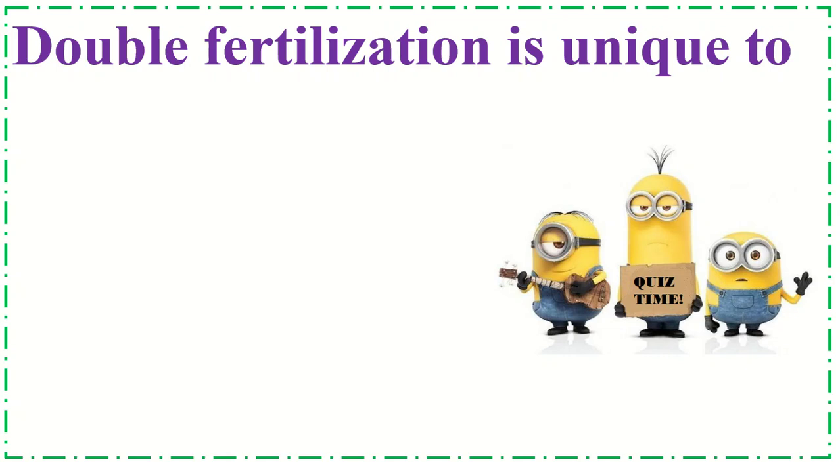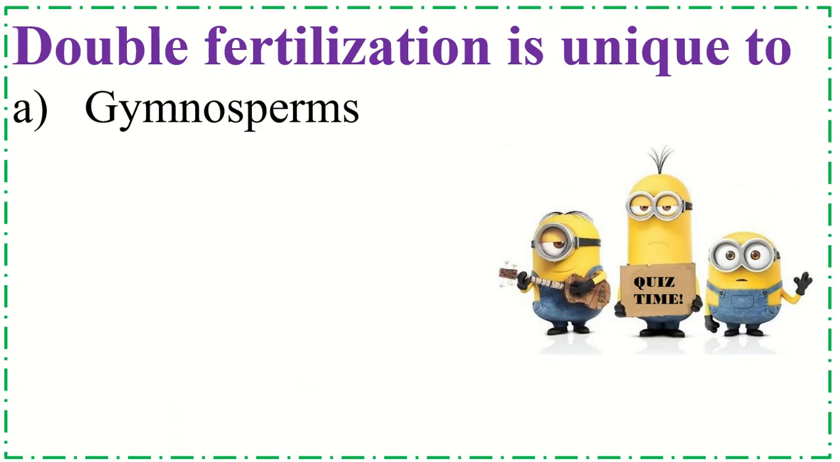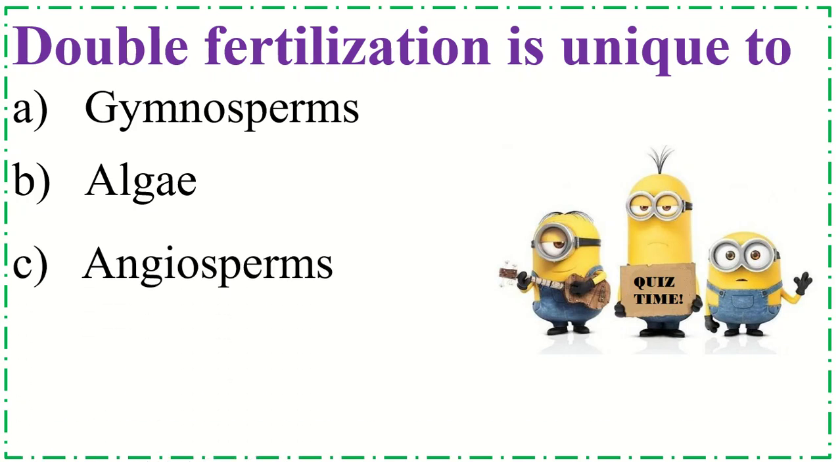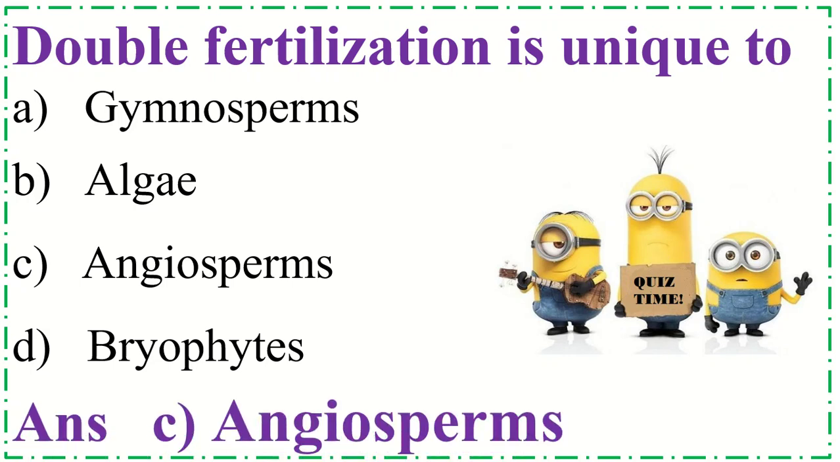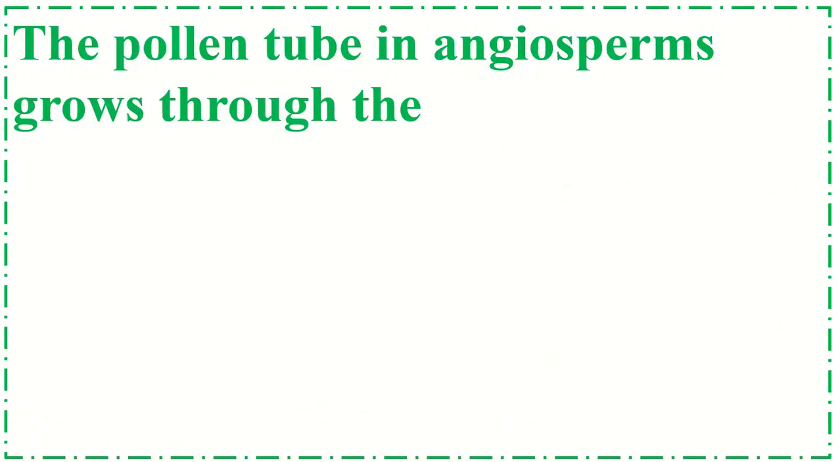Double fertilization is unique to: option A, gymnosperm. B, algae. C, angiosperms. D, bryophytes. Correct option is C, angiosperms.